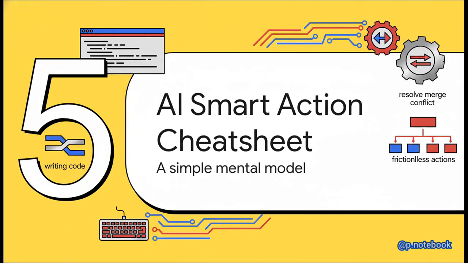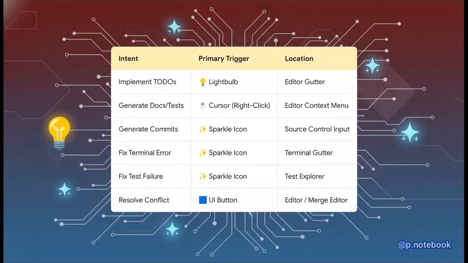So to tie it all together, let's build a simple mental model, like a cheat sheet you can use to remember where to find all these powerful, frictionless actions in your day-to-day. So this matrix just puts it all together for you. It connects what you want to do with a specific trigger and where to find it. You want to implement a to-do? Look for the light bulb in the editor gutter. You need to generate a commit message? That's the sparkle icon in the source control input. Fixing a command that failed? That's the sparkle in the terminal gutter. This is basically your treasure map to promptless AI.